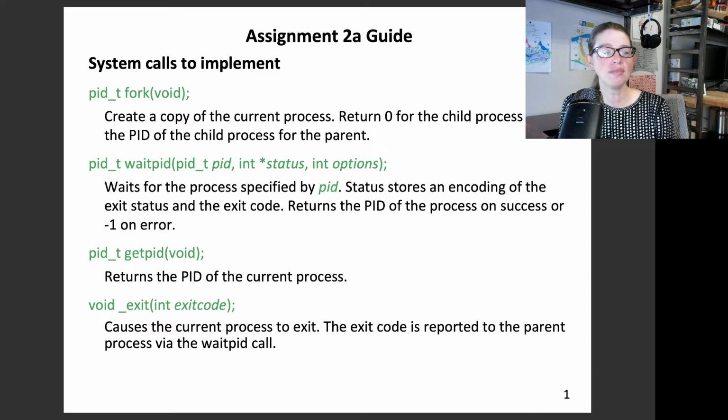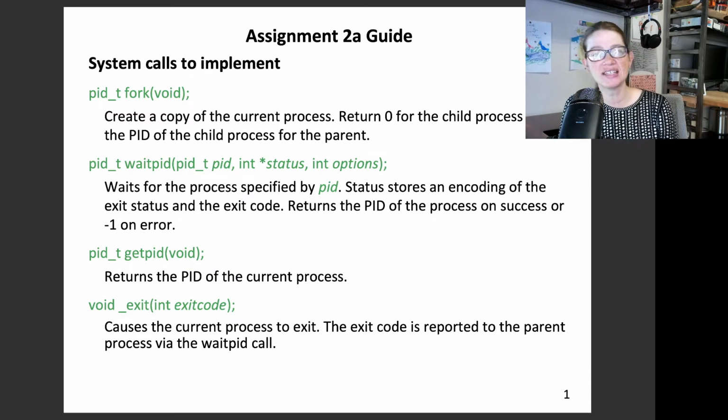So once upon a time, A2a and A2b, as you can probably imagine, actually used to be a singular assignment called A2. And this split actually happened long before I started teaching this course. But my understanding of the reason why A2 is split into two separate assignments was because debugging wait PID and exit is actually quite a nightmare.